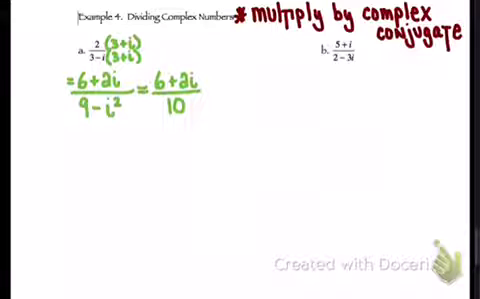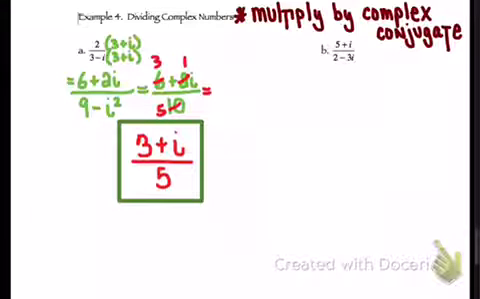i squared is equivalent to negative 1, so 9 minus a negative 1 is actually 10. Think about what we did yesterday. If all 3 of those can be divided, you should divide them. So I'm going to go ahead and do that to give me my answer of 3 plus i all over 5.